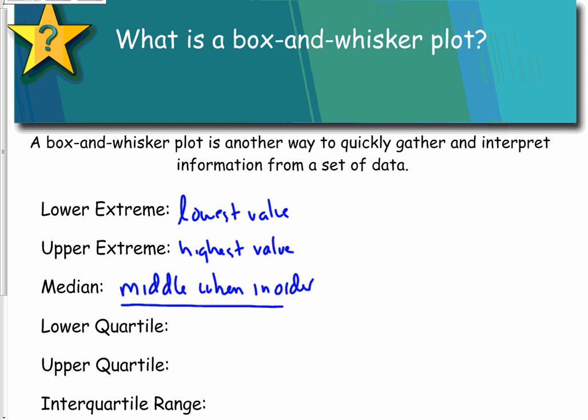Now the lower quartile and upper quartile can be a little confusing, but here's the way you want to think about it. The lower quartile is the median of the lower half. If they're in order from lowest to highest, the lower quartile is going to be the median of the lower half. The upper quartile is going to be the median of the upper half.